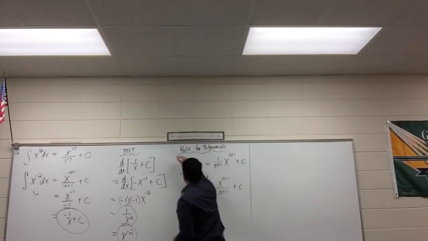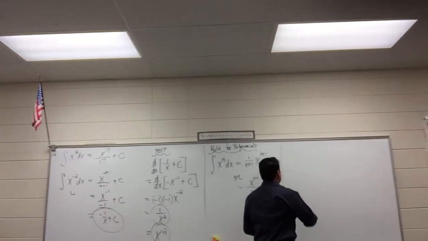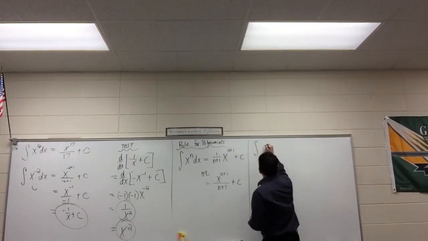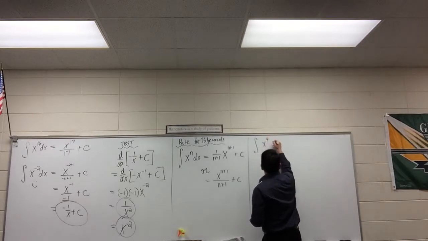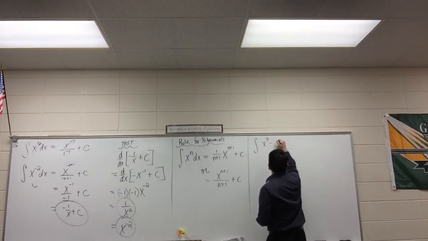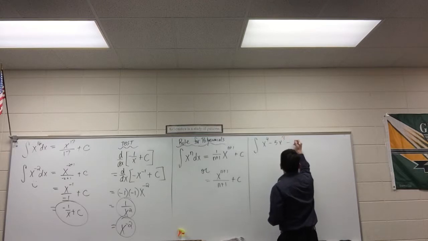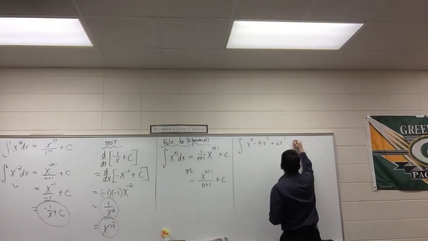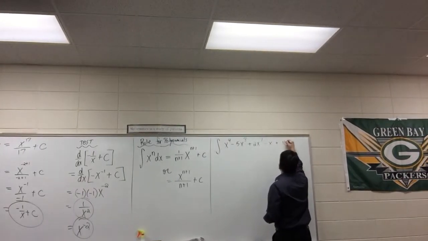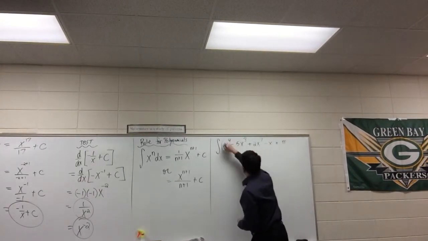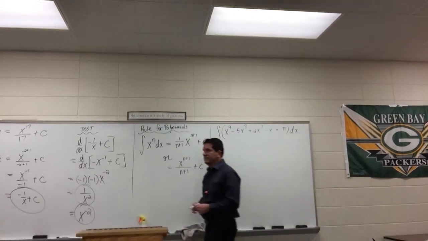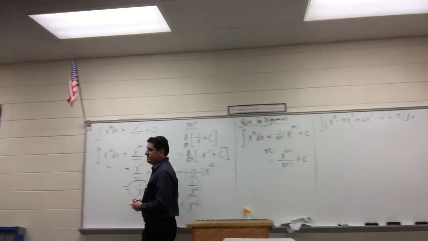So that means we can handle anything that looks like this. So let's do a funky one. Let's do x to the 4th minus 5x cubed plus 2x to the 7th minus x plus pi. Okay? Integrate that. Follow the rule.